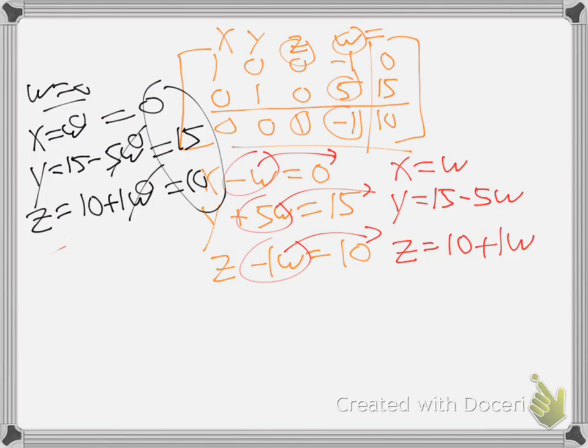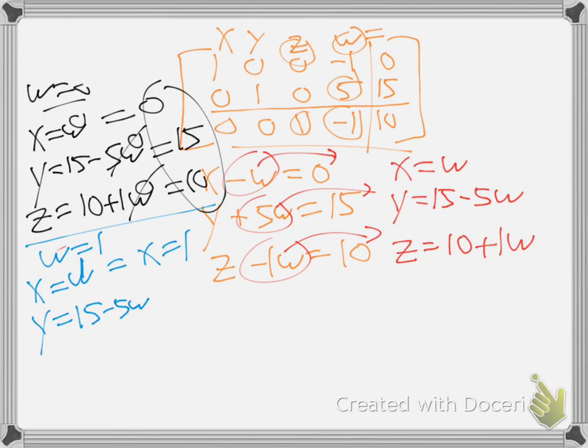So next they say, now do W as 1. So if you let W be 1, remember X is just W, Y is 15 minus 5W. So if X is just W, this is 1, so X is 1. If you put in 1 here, 15 minus 5, so Y would be 10. And Z is 10 plus 1W, so if you put in 1 for W.